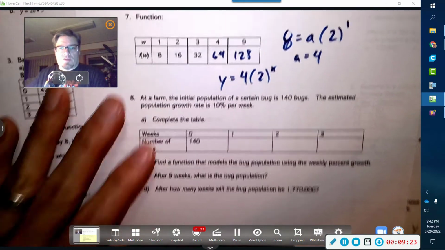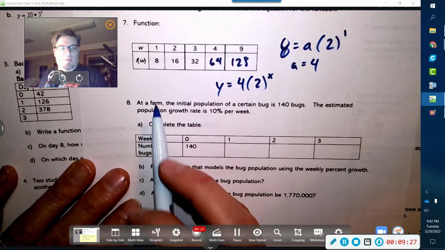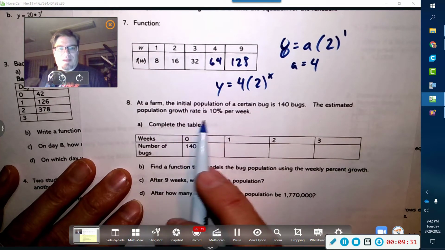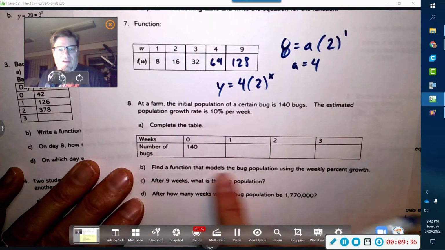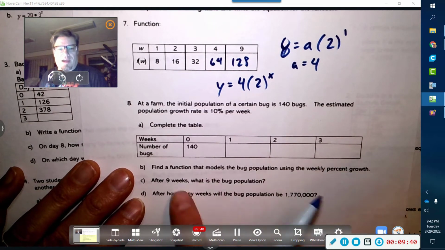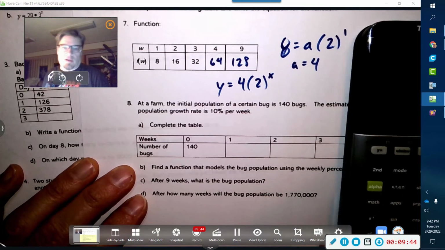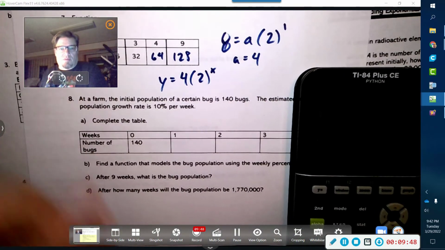Okay, so now a farm. Where are we at? 9 minutes. Okay, we're going to do this problem though. And the farm, the initial population is 140. Okay, that's what they wrote in the table. The estimated population growth is 10% per week. So we're going to find a function that models the population using the weekly percent growth after 9 weeks. Okay, when will it be that? All right, so these are very similar. It's going to be an easy test if so far the problems are making sense.